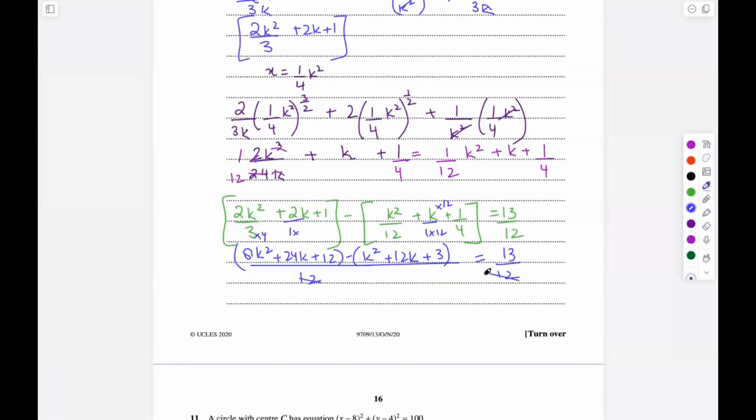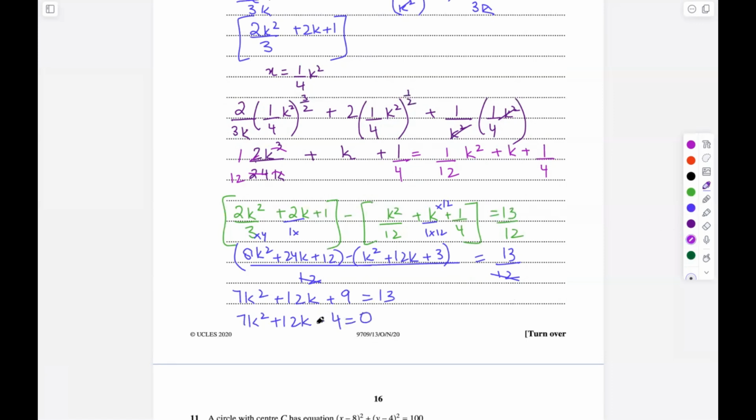So this 12 and 12 we can cancel out. Now 8k squared minus k squared will become 7k squared. So 24k minus 12k over here, as this will become minus plus minus, so this will become minus 12k, so 24 minus 12 will become plus 12k. And this is 12, and this is 12 minus 3, which equals 9. So we'll have 7k squared plus 12k plus 9 equals 13. Simplifying this, we'll get 7k squared plus 12k, 9 minus 13 is minus 4, equals 0.